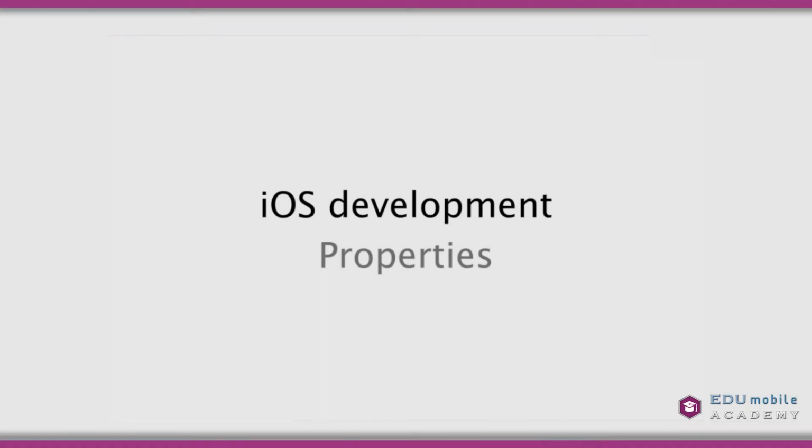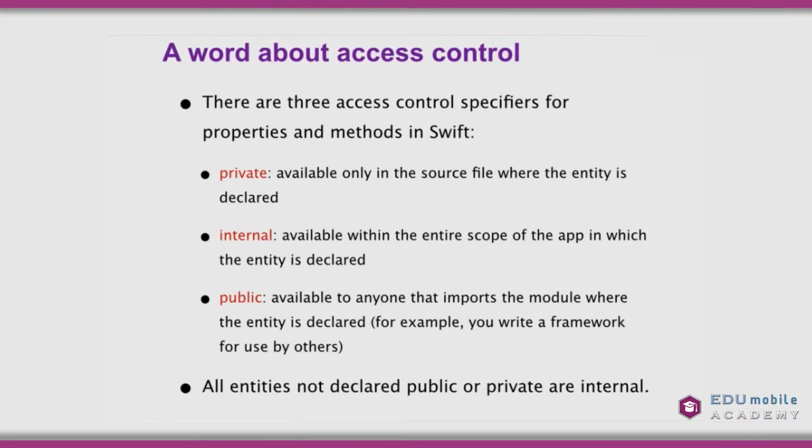All right, some detail about classes and structures and enumerations. Anything that can have a property we're going to talk about now. So here we go. The first thing I'm going to say is prior to Beta 4, Swift did not have access control specifiers. After Beta 4, there are access control specifiers, and here's how they work.